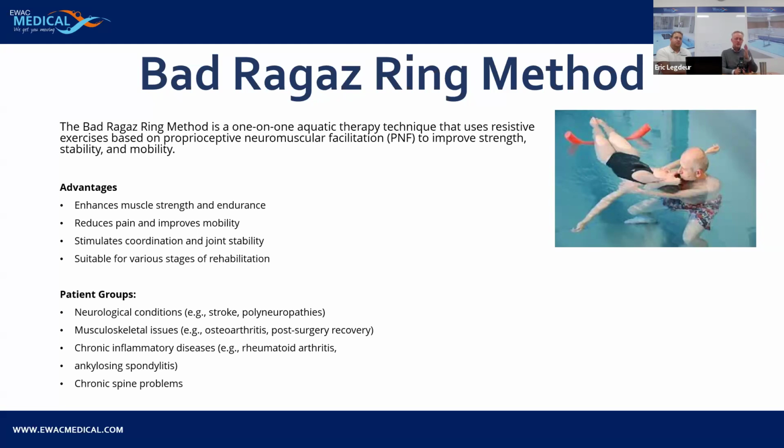Now here you see some key points in the Bad Ragaz Ring Method. It also enhances muscle strength and endurance, reduces pain, and improves the mobility of the joints. And there are some nice pathologies mentioned also in the patient groups. So neurological conditions, chronic inflammatory diseases, and chronic spine problems. So it basically just helps the fibers in the muscles to relax and then improve the mobility of the musculoskeletal system.